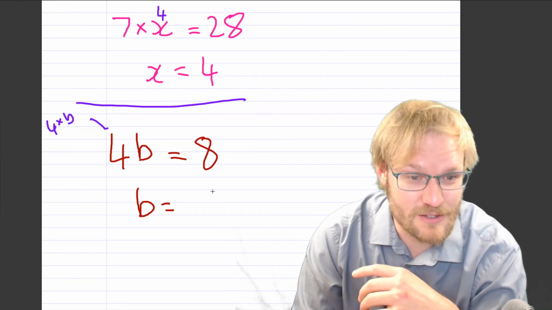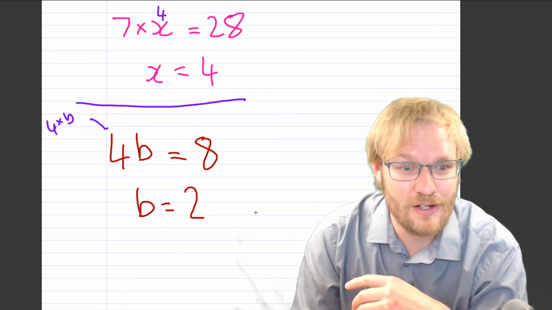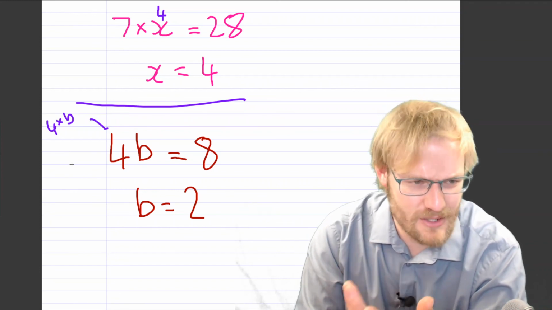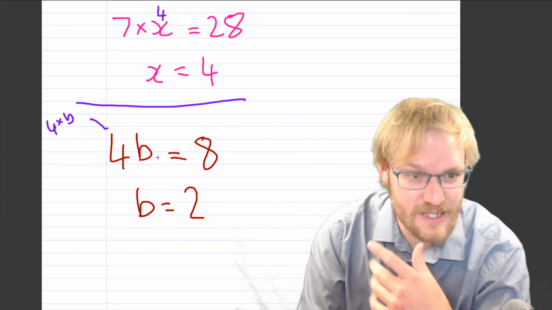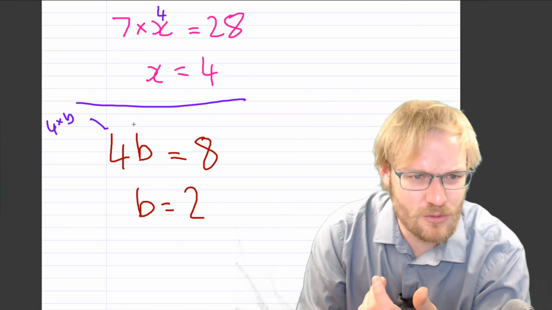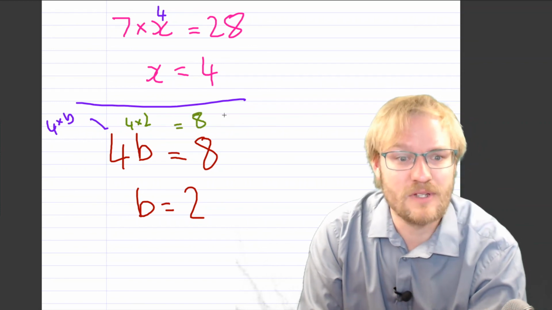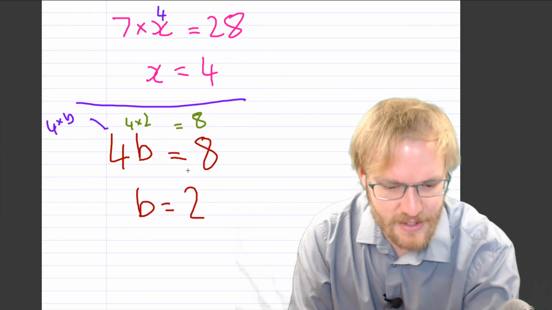Okay, my bananas that I bought were a pricey 2 rand each. And let's check, and this is going to be the key thing, let's just check. What is 4 times 2? Equal to 8? Yes, it is, so it's definitely a solution.